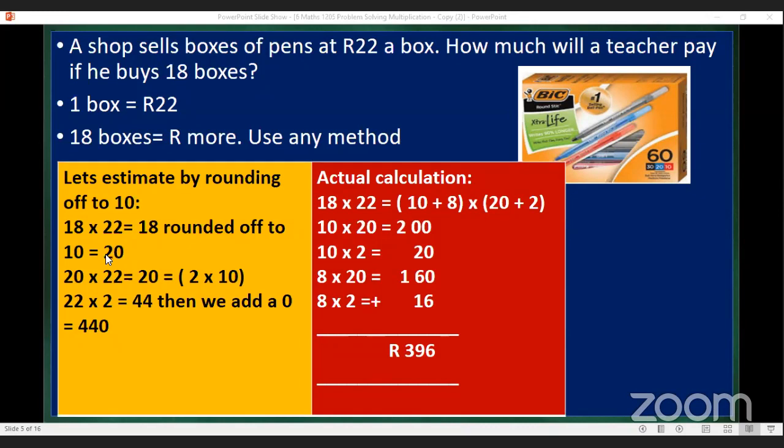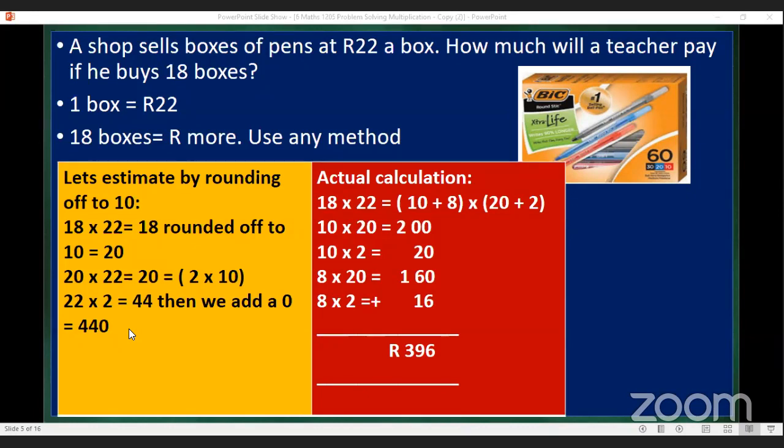We know rounding off. And then we multiply 20 with 22. So we say 20 multiplied by 22. And then remember when we did, was it on Friday? We said 20 is 2 times 10. So when you break down 20 according to the factor pairs, 20 is 2 times 10. Then we say 22 times 2 gives us 44. And then we add the 0 of the 10. So then the estimated sum, or the estimated money that the teacher has to have, is 440. So even if the teacher estimates and carries 440, that 440 should be enough, right?